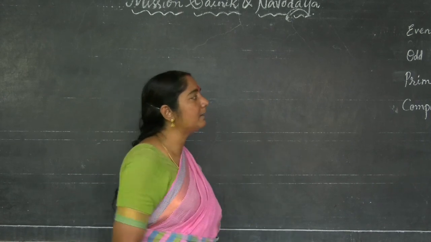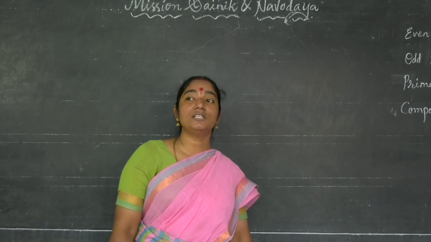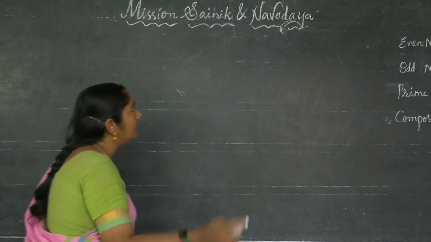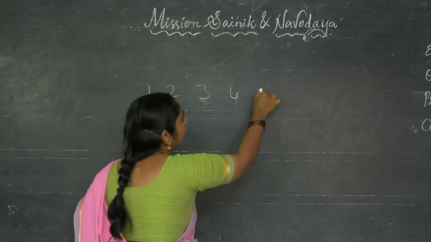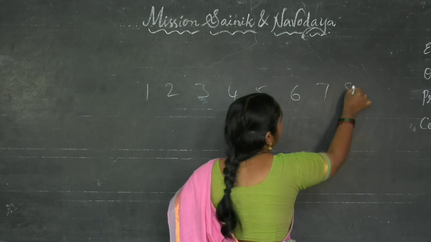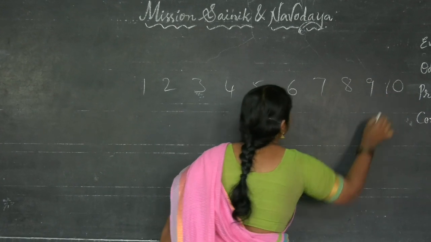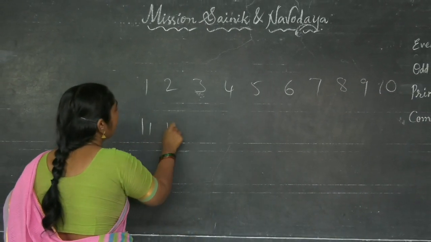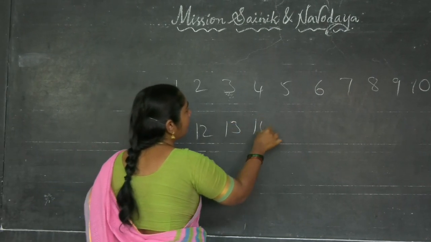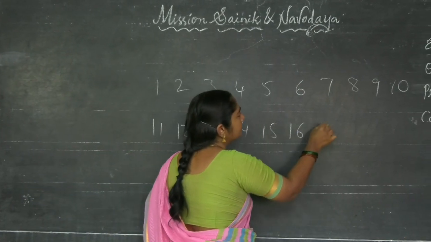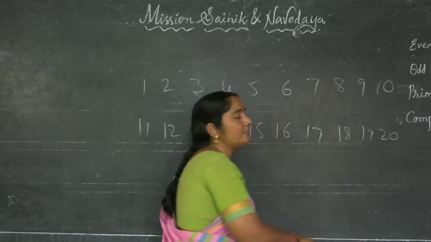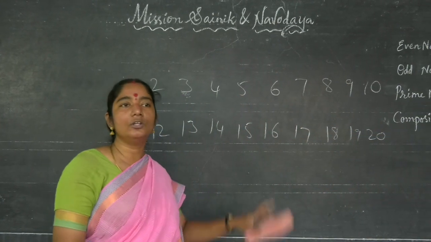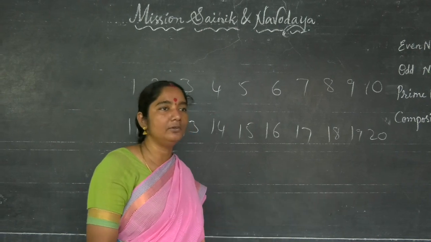Now we are going to see what are the prime numbers and composite numbers. This point we have to understand. For example, let me write 1, 2, 3, 4, 5, 6, 7, 8, 9, 10, 11, 12, 13, 14, 15, 16, 17, 18, 19, 20. I am taking up to 20, you take up to 100. You do the homework up to 100. I am taking only up to 20.